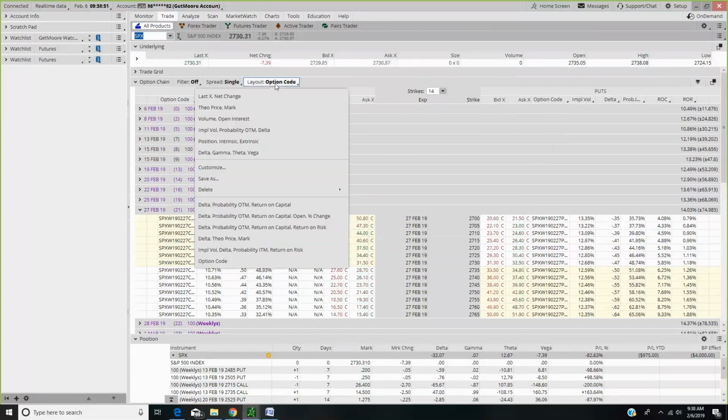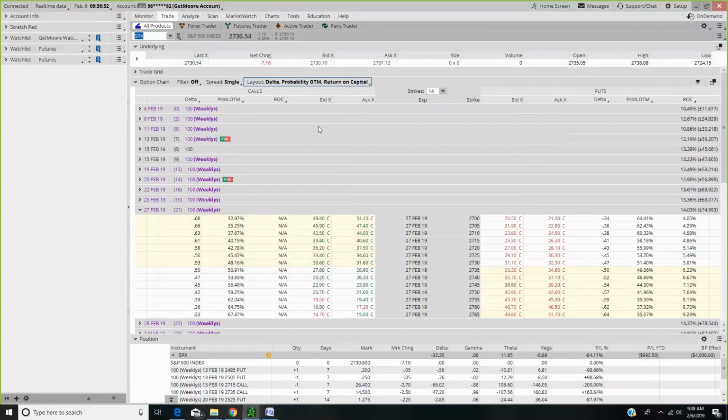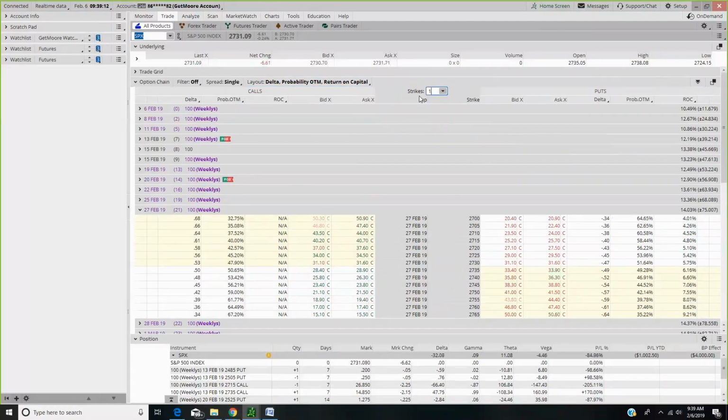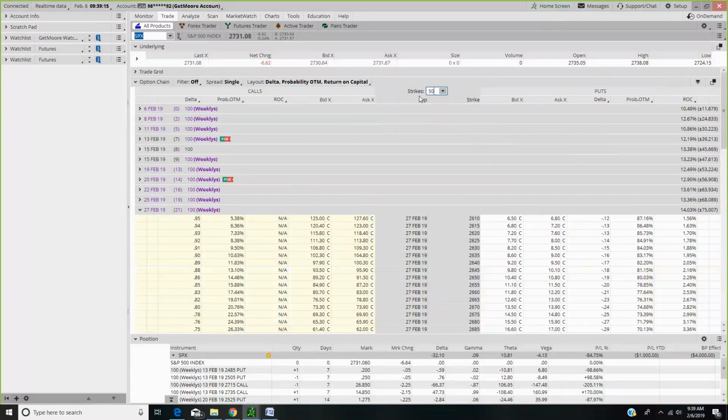Then we're going to go here, and I just like to look at the delta, probabilities, out of the money, all that good stuff. Now we go up to our strike price, because it's only showing 14. I want to see a lot more because I'm looking for that 20 delta. This says 34, so in order for me to see the 20 delta, I'm going to go about 50 strikes out.